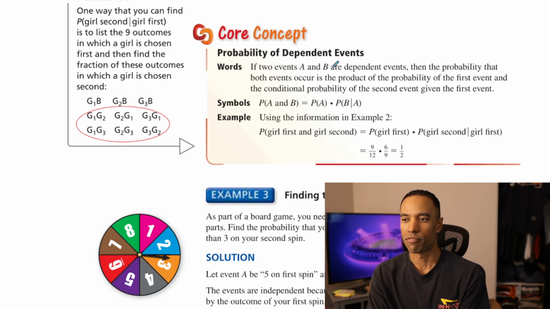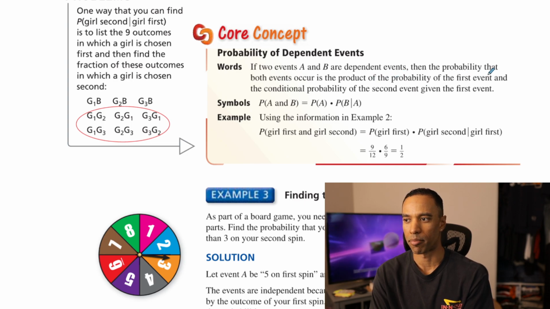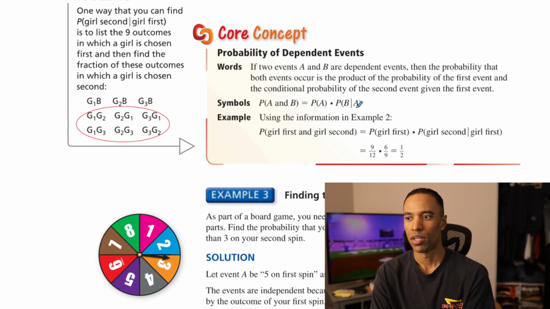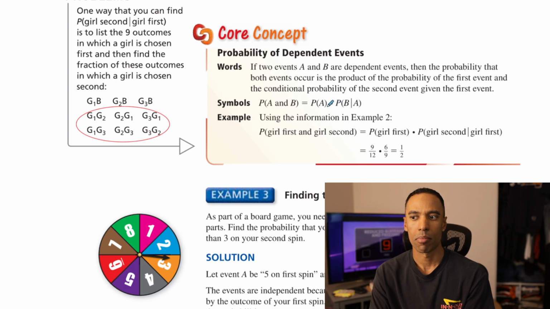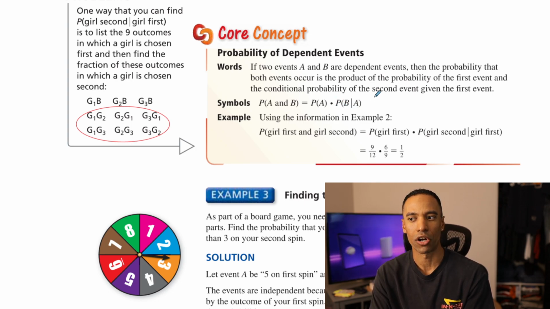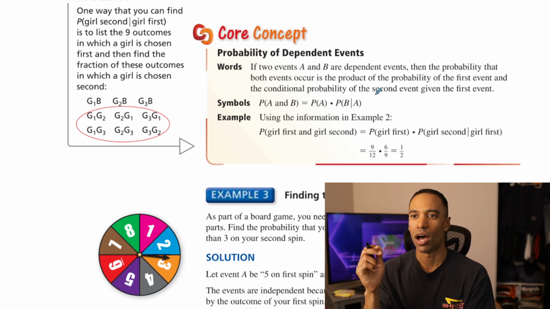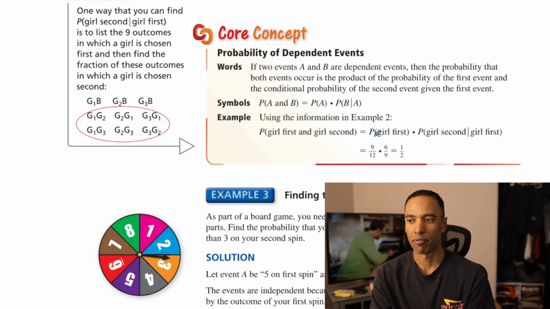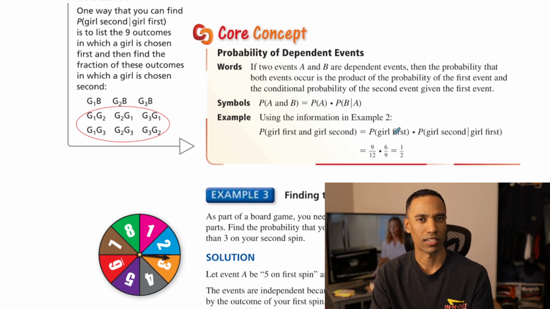Probability of dependent events. If two events A and B are dependent, then the probability both events occur is the product of the probability of the first event and the conditional probability of the second event given the first event. So they write probability of A and B is not probability of A times probability of B, but probability of B given that A occurred first, or that A does occur. So that girl and boy one, actually they're showing it right here, probability of girl first and girl second is probability of girl first times probability of girl second given girl first. What the heck does that mean?